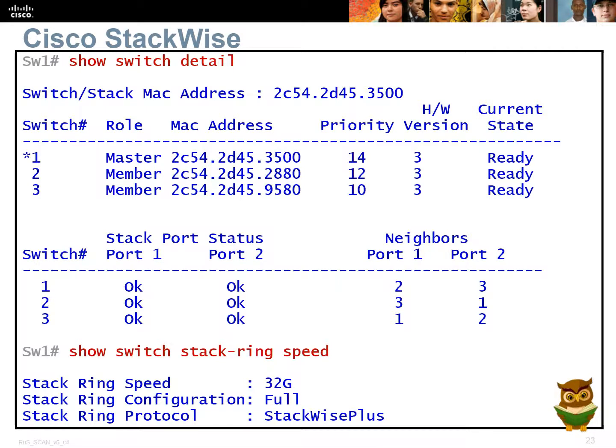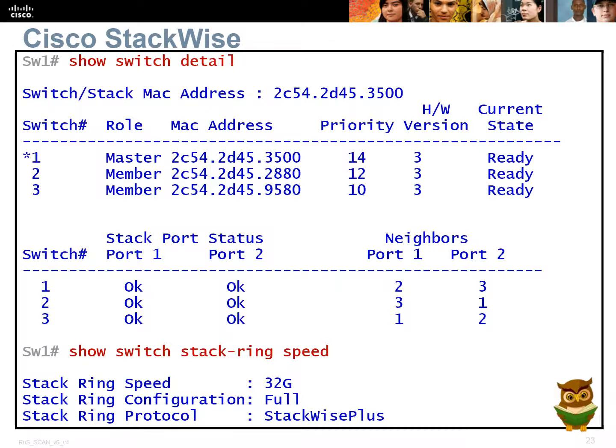So, just for fun, show switch detail. You can see that switch 1 has a little asterisk because he's the master, and he's priority 14, switch 2 is priority 12, switch 3 is priority 10, and everyone's ready. And the second thing is the ports on the back. So all 6 ports are okay, and you can see how port 1 on switch 1 goes to 2, and so it's a daisy chain, it's a loop.